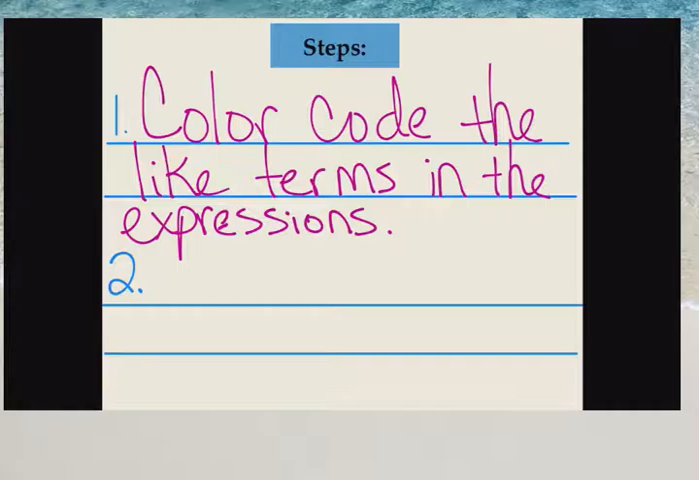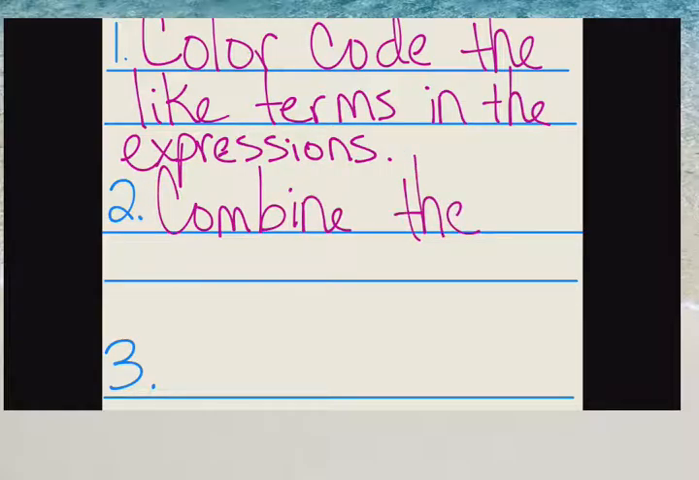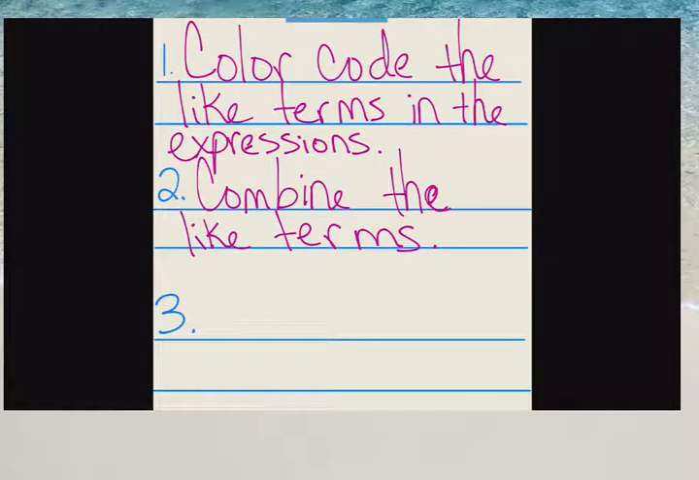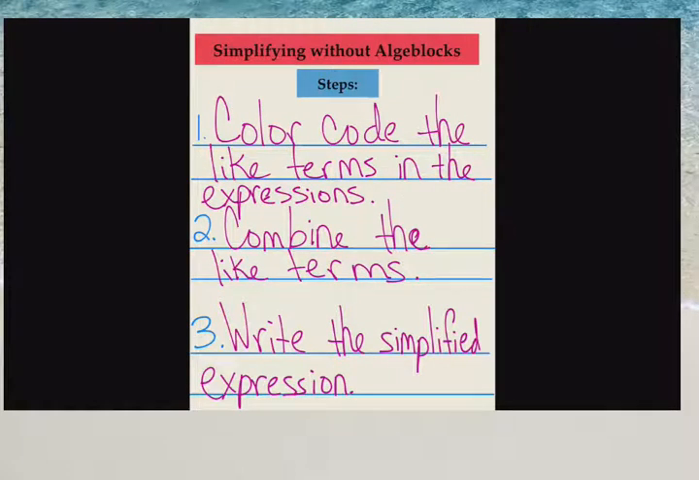So color code the like terms in the expressions. In other words, we're grouping the like terms together. Step 2 is to combine the like terms. Okay? And then our final step is going to be to write the simplified expression. So those are our steps for simplifying without algebra blocks. So let's go ahead and take a look.